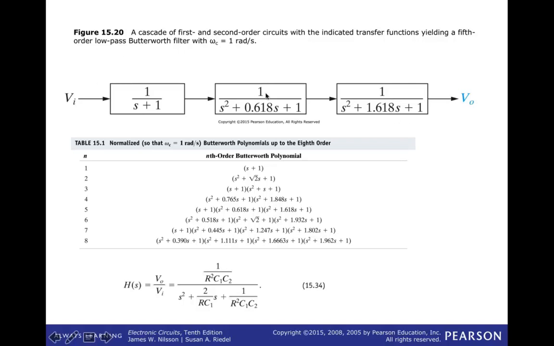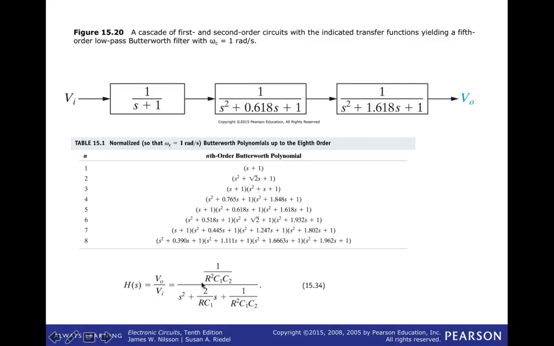So in that first circuit, you can see that this numerator, 1 over R squared C1 C2, is going to have to be 1. And so that's here and here. So if you let R equal 1, then that tells you 1 over C1 C2 has to be equal to 1. This middle term tells you that 0.618 has to equal 2 over RC1.